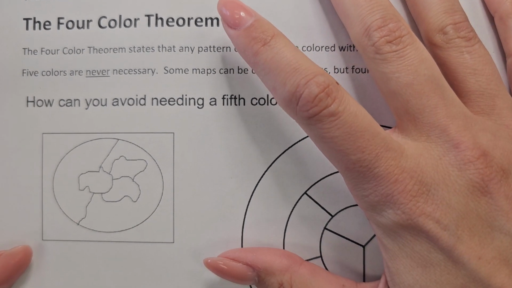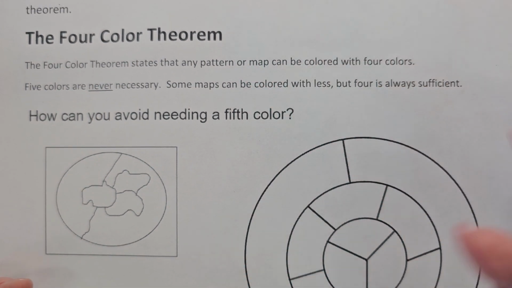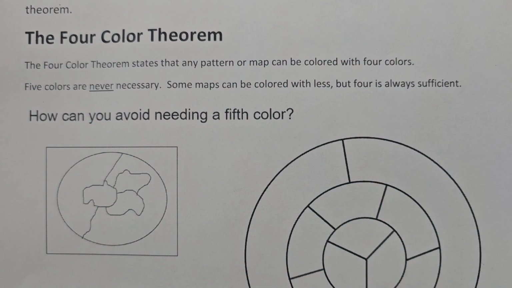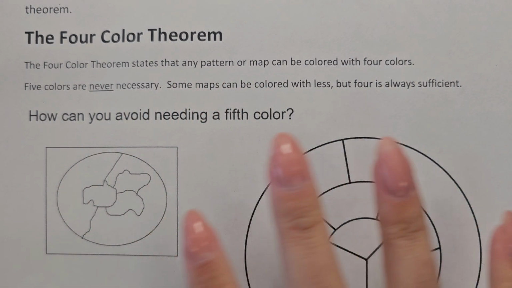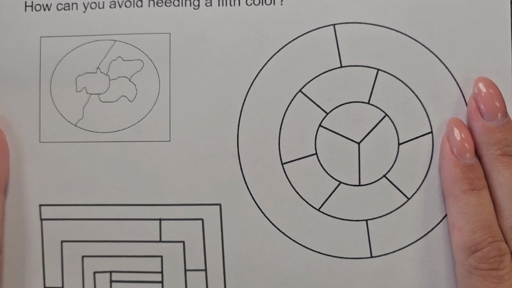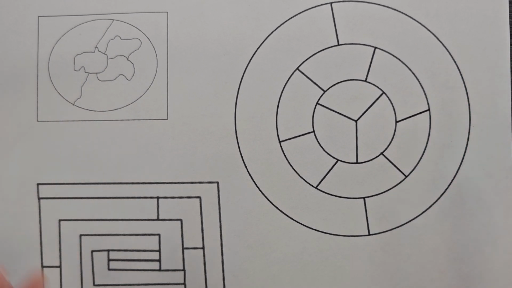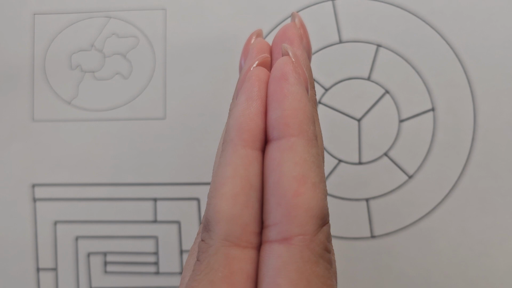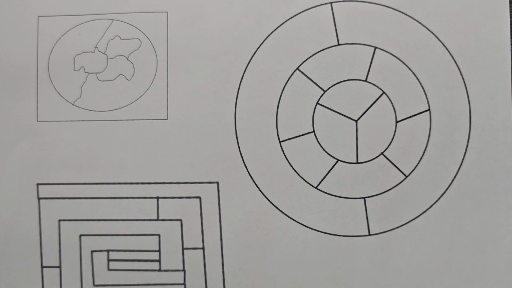For example, turning ideas into theorems. Remember that a theorem is something that's proven to always work. This one states that any pattern or shape can be colored with 4 colors. 5 colors will never be necessary. When we say coloring with 4 colors, what we're saying is no 2 regions of the same color can share a side. That's what we're looking at here, and we're trying to figure out how to accomplish that.